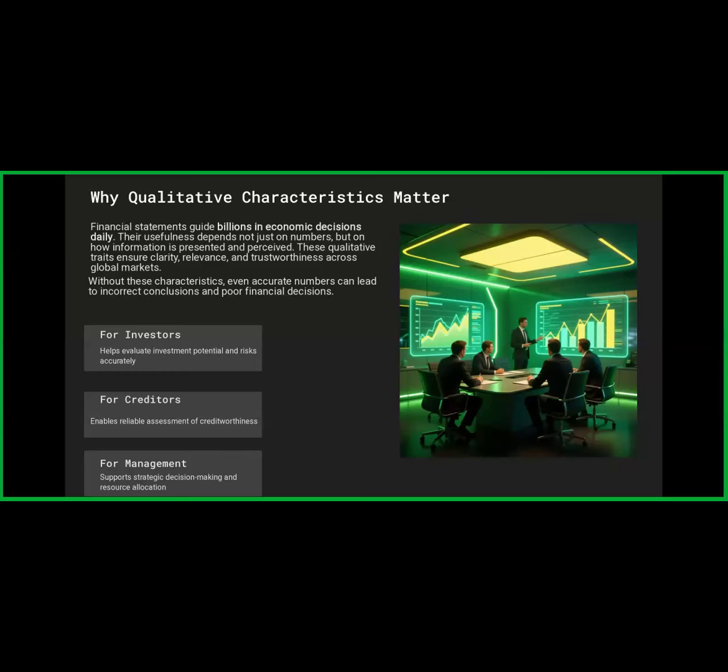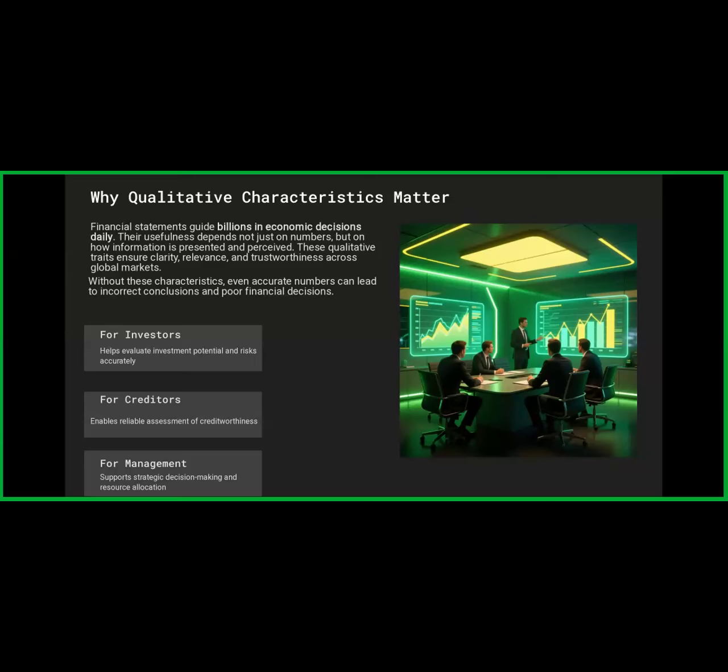For investors, the financial document helps them make their investments and calculate the risks associated with the investment. If the financial document is wrong, then he is not able to calculate the potential risk, how much risk is present for his investment. If he does not calculate the accurate risk, he may have huge losses in the upcoming times. So that's why we require the qualitative characteristics for the financial statements. That's why these matter.